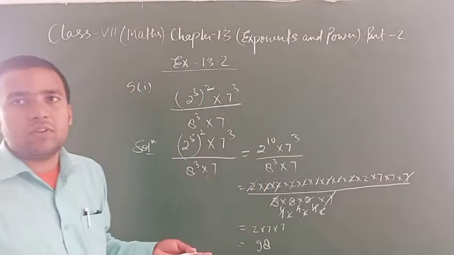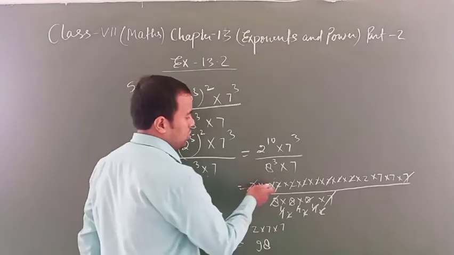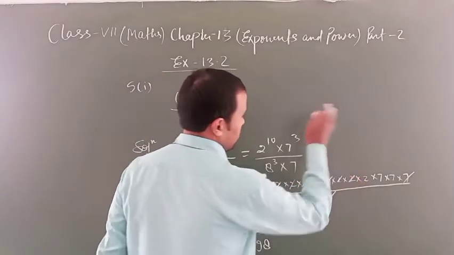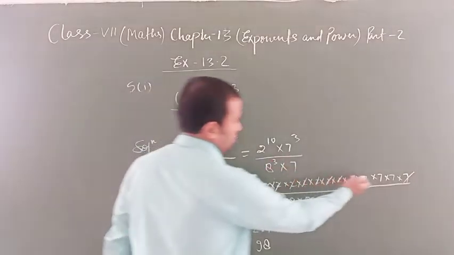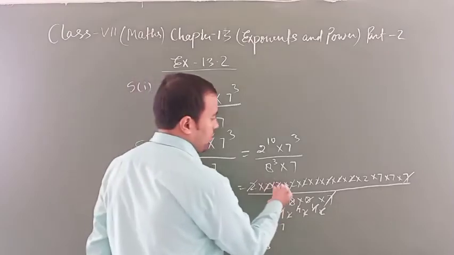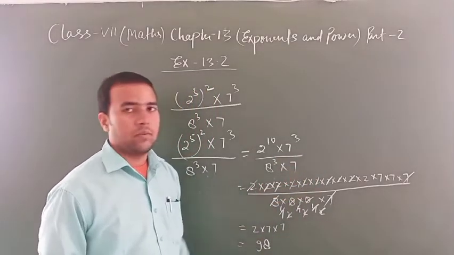So you understand very carefully how we can write 10 times 2. So 10 times 2 into 2 into 2 into 2 into 2 into 2 into 2 into 2 into 2 into 2. 7 power 3 means 3 times 7. After that, 8 power 3 means 8 into 8 into 8. Clear? Into 7.